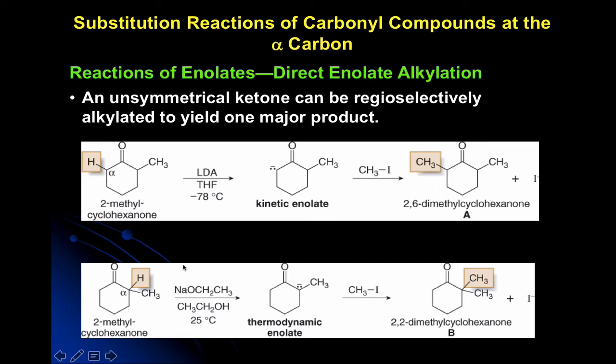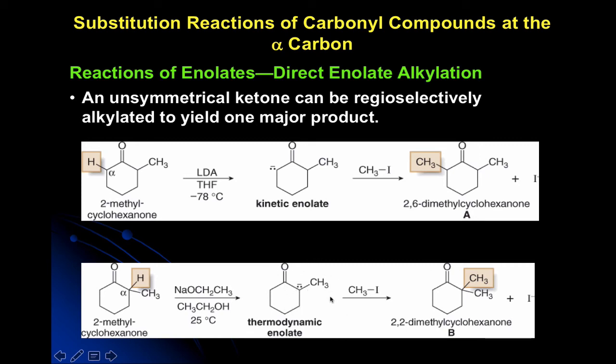And these conditions are what give us a thermodynamic enolate. Okay, and so this is the thermodynamic enolate because it's on the most substituted carbon. It's the most stable. So if we draw the resonance structure for this where we put the negative charge on oxygen, you'll see that the carbon-carbon double bond here is the most substituted.